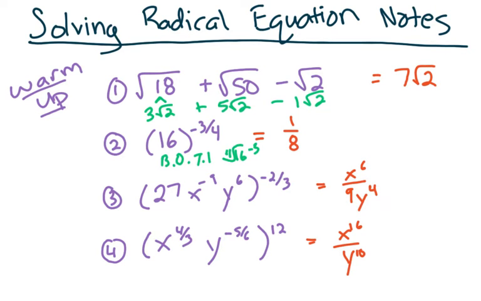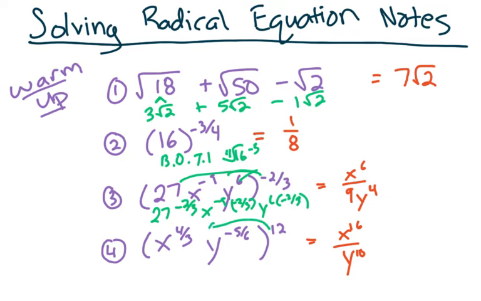For 3, we should have distributed this negative 2/3 to each. So 27 to the negative 2/3, x to the negative 9th times negative 2/3, y to the 6th times negative 2/3. So the 27 to the negative 2/3, you should have bow tied like number 2 and gotten 9. The x raised to the negative 2/3: 9 times negative 2 is 18, divided by 3 is 6. 6 times negative 2 is negative 12, divided by 3 is negative 4, so the y goes on the bottom.